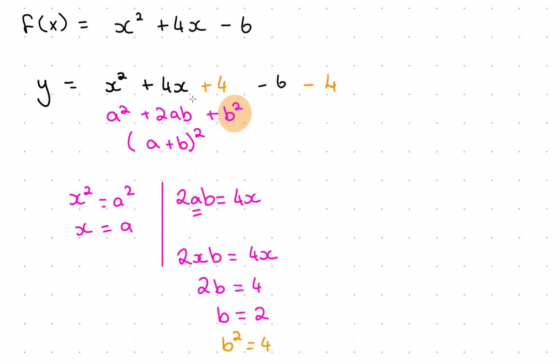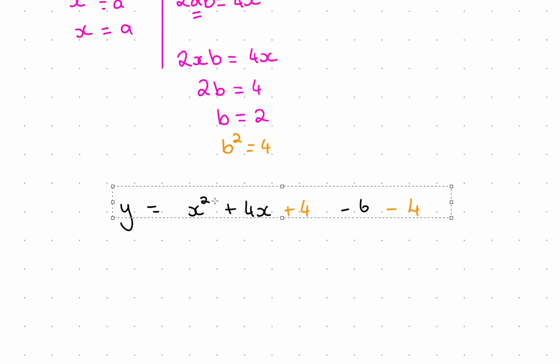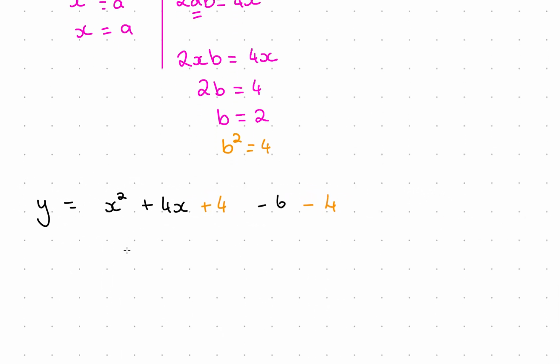Okay, so what I'm going to do is copy and paste it down here so we can do the rest of the work. But that's basically the first step to completing the square, is figuring out what is that b squared that I'm missing. Add it in then for yourself, but make sure that you haven't changed the value of the function by also taking it away.